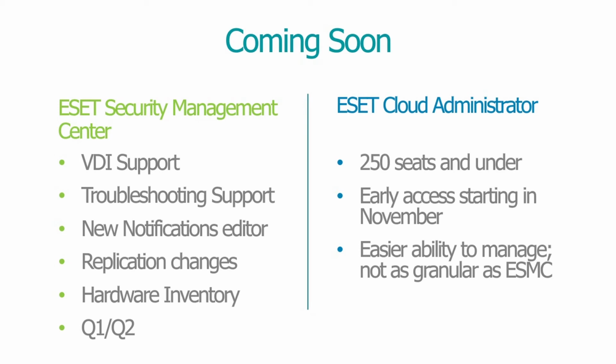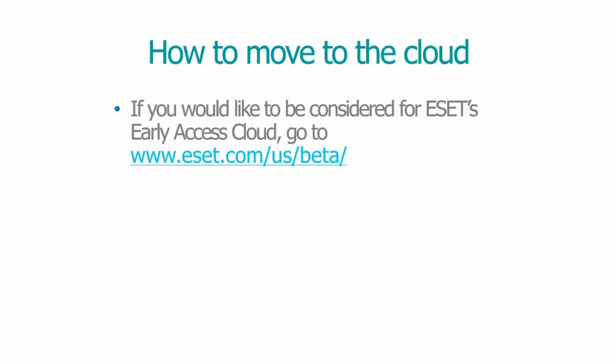So you can still do most everything. It's just things are put in different places to make it much easier for people to find the information that they want to find. So if you're interested in ESET Cloud Administrator and you fit that criteria of 250 seats and under, you can go to this website here and sign up for the ESET Cloud Administrator. Like I mentioned, right now in early access, we're looking at companies 250 seats and under, but we can, of course, expand that up to different endpoint sizes as it goes on.